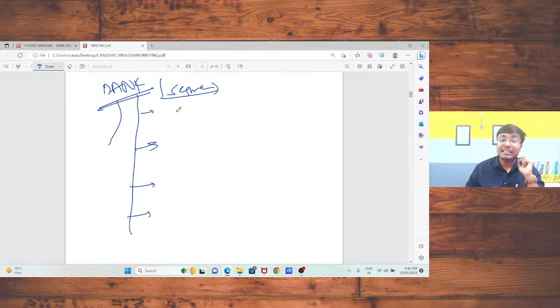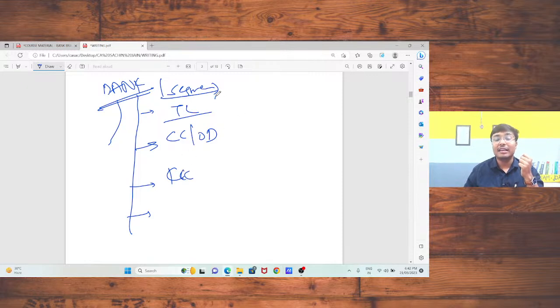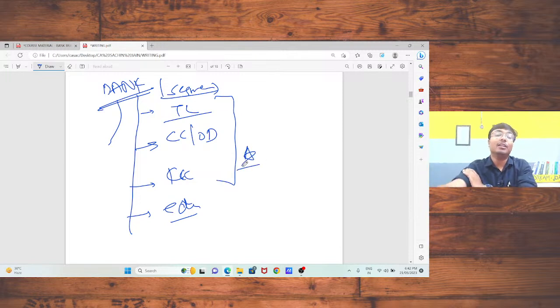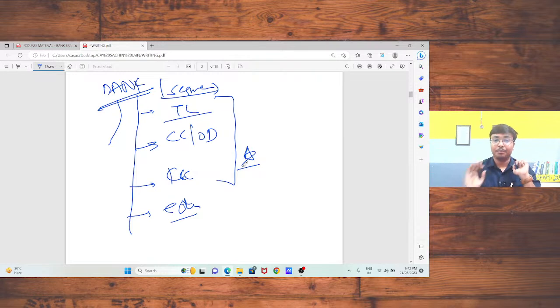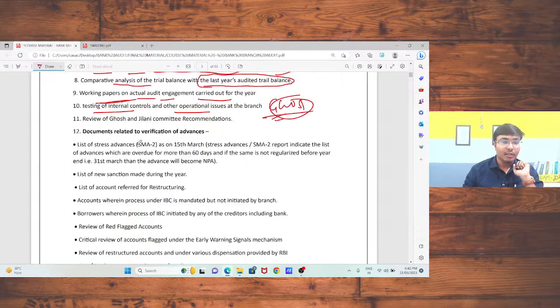Okay, sir, how segment? Term loan is another segment. Your CCOD is another segment. Your KCC is another segment. Education loan is another segment. So we need to complete the audit segment-wise so that we can find out in a particular segment what the implication is, in a particular segment what the implication is. Okay, sir.